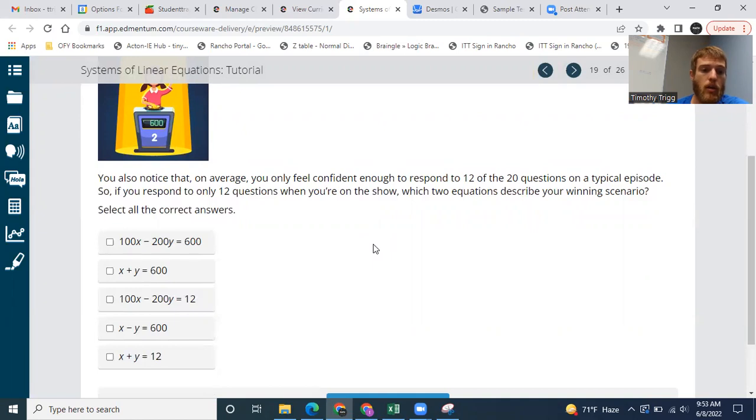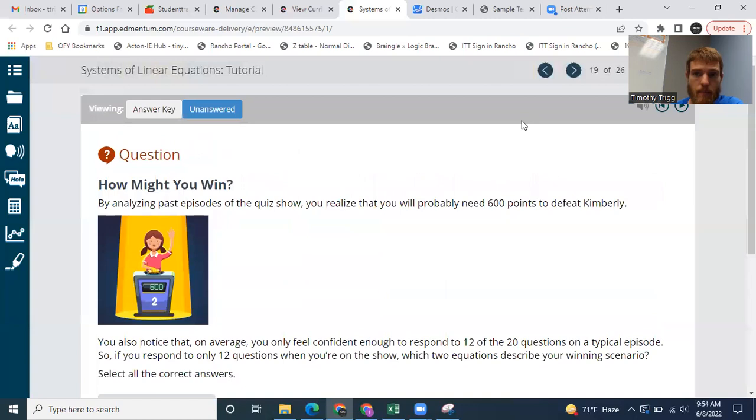All right, so we know that the number of points you need to score is 600. So the way your points are calculated are just like this. You get 100 points for each correct answer, and you lose 200 points for each wrong answer, and you need 600. So this is the equation for the number of points you're going to need to win. Also, you're only going to be answering 12 questions, right? You only feel confident enough about 12 questions. So if we take the number of questions you get right plus the number of questions you get wrong, X plus Y, and you add those together, that would be 12 questions that you're responding to. So those are the two equations for this system of equations.